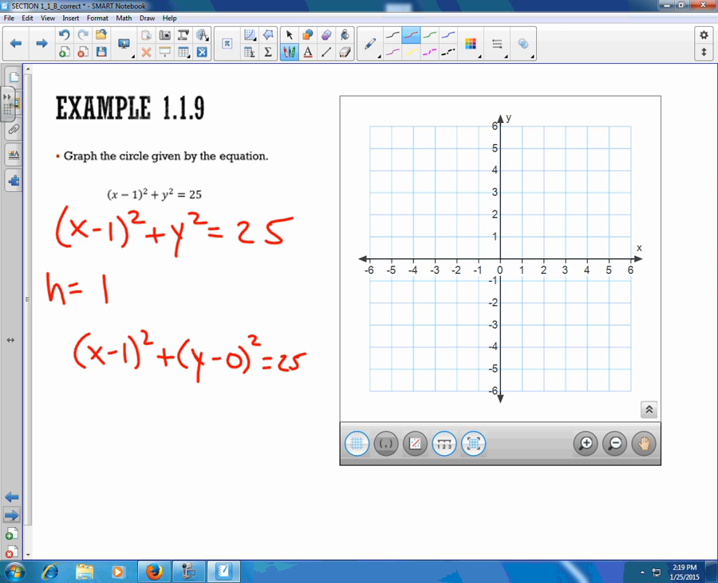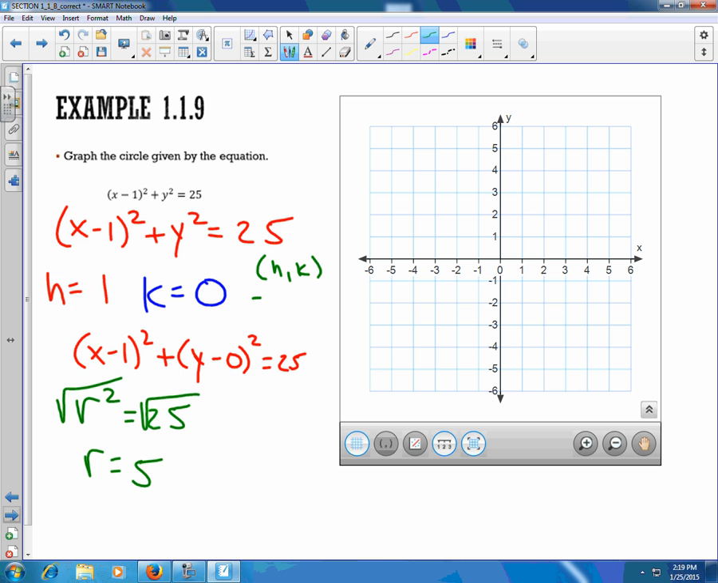And so we can see that the x-coordinate of the center, h, is at positive 1, and the y-coordinate of the center, k, is going to be at 0. If there's no number in the parentheses with y squared or x squared, then that coordinate is 0. We can then find the radius by setting r squared equal to 25 and taking the square root of both sides. You get r is equal to 5. So we know our center, h and k, is the point (1, 0), and our radius is 5.